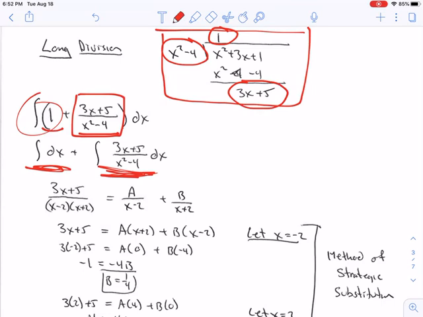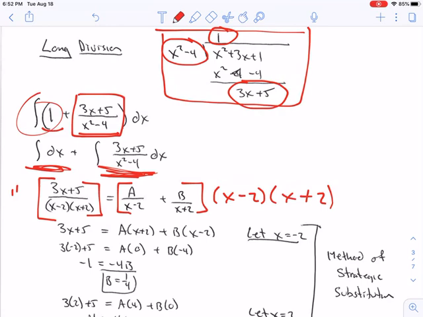Okay, multiplying both sides of this equation by the least common denominator, x minus 2 times x plus 2. On the right-hand side they cancel out, and you're just left with the numerator. In the first fraction, the x minus 2's cancel out, and you're left with A times x plus 2. When multiplying the second fraction by the least common denominator, the x plus 2's cancel out. You're left with B times x minus 2.